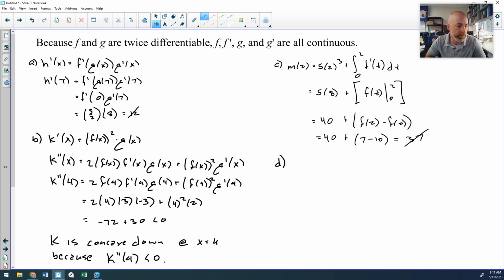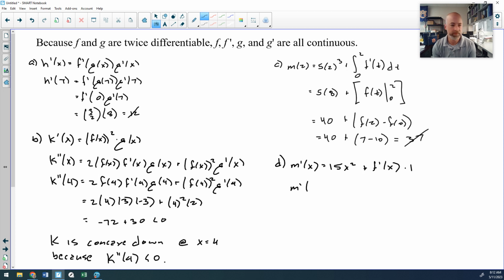Is the function M defined in part C increasing or decreasing or neither at 2? So whenever I see a question asking if a function is increasing or decreasing, I immediately think, is the derivative of that function positive or negative? So I'm going to start by finding M prime of x. And M prime of x, well, the derivative of 5x cubed is 15x squared. The derivative of the integral from 0 to x of f prime of t would be f prime of x, technically times 1. You always want to multiply by the derivative of the variable that replaced the t's in that fundamental theorem of calculus approach.